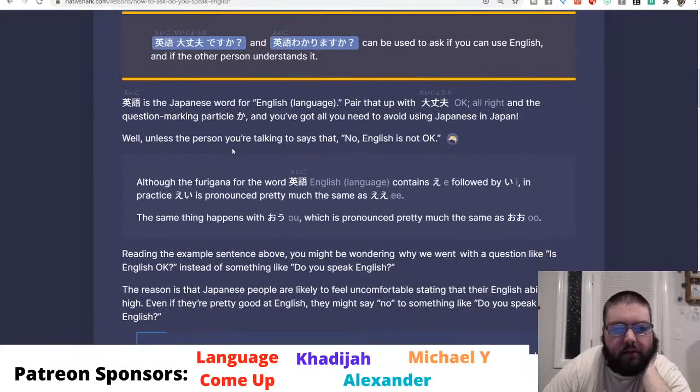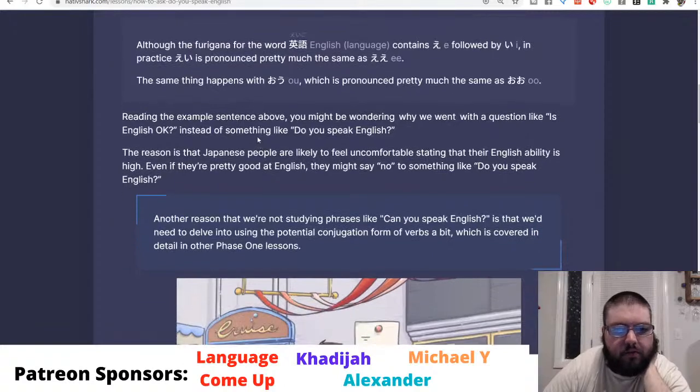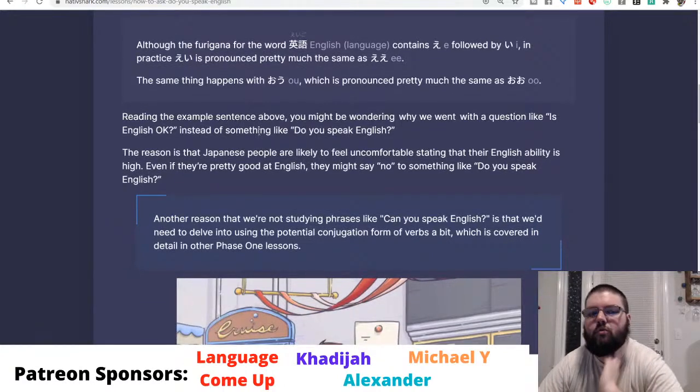Eigo is the Japanese word for English language. Pair that with daijobu, which is okay or alright, and the question particle, ka, and you've got all you need to avoid using Japanese in Japan. Well, unless the person you're talking to says no, English is not okay. Although the furigana for eigo contains e followed by e, it's pronounced much the same as eigo. The same thing happens with o, which is pronounced pretty much the same as o.